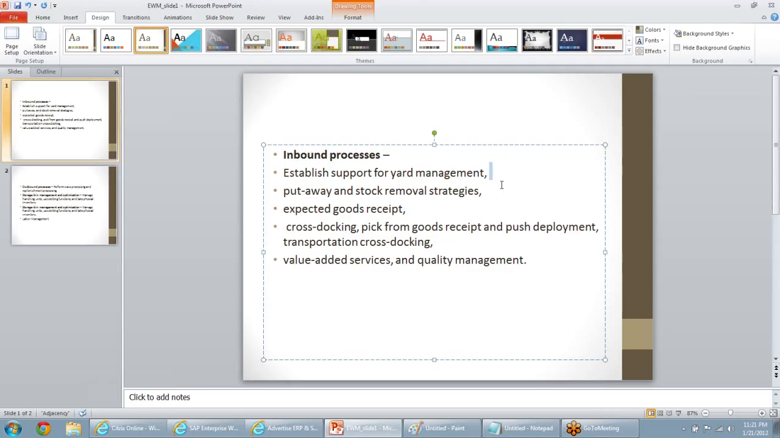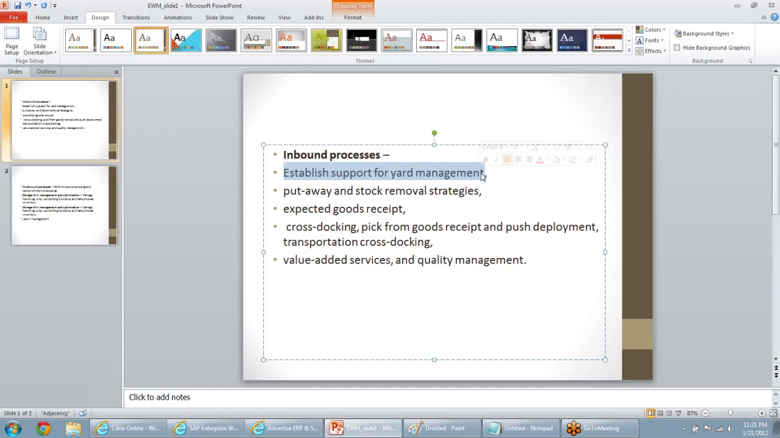So what I can say is that on the inbound side or outbound side, any warehouse system should have the facility for yard management. What is the purpose of yard management? Suppose I want to control the parking lot in my warehouse. That means which trucks are coming in, which trucks are going out, and which doors I want to assign to my trucks and all those things. I should be able to check in my truck or check out the truck, which is very common.